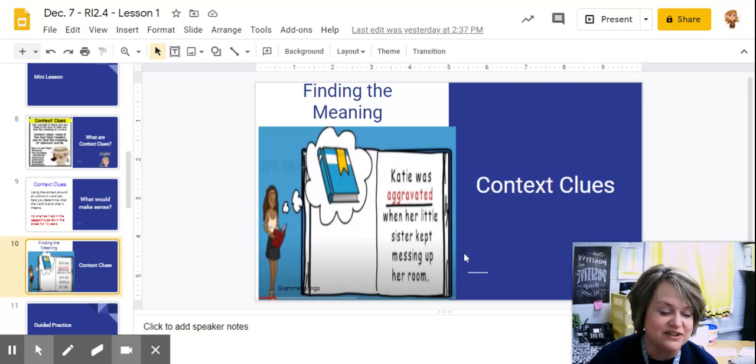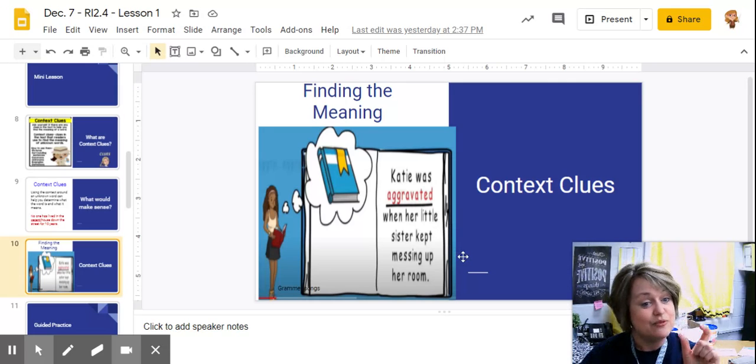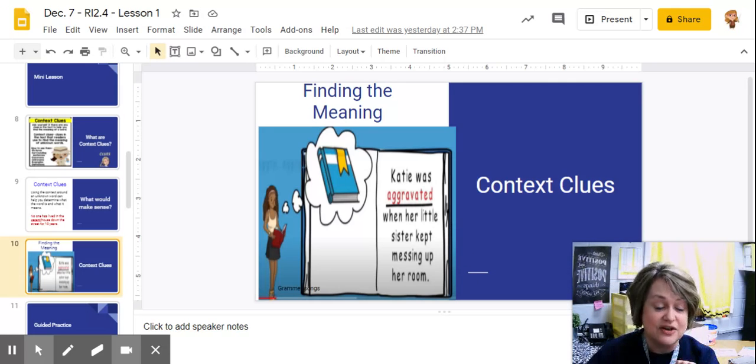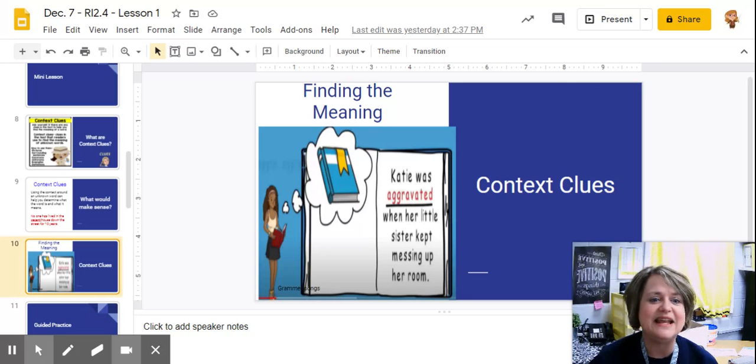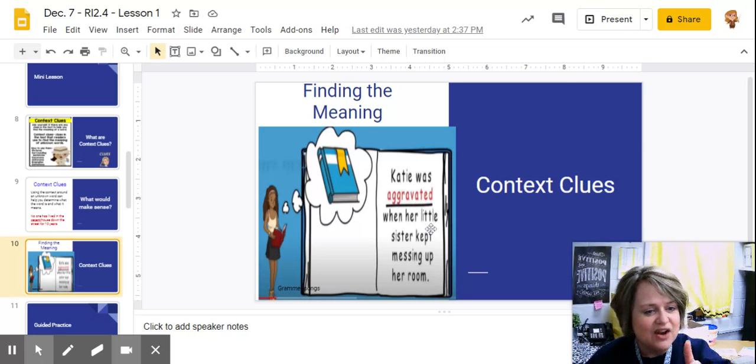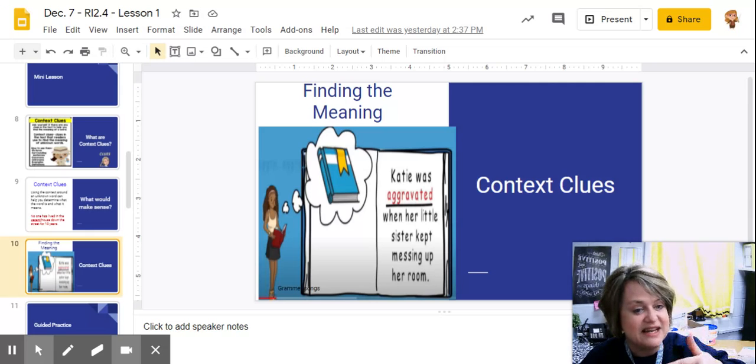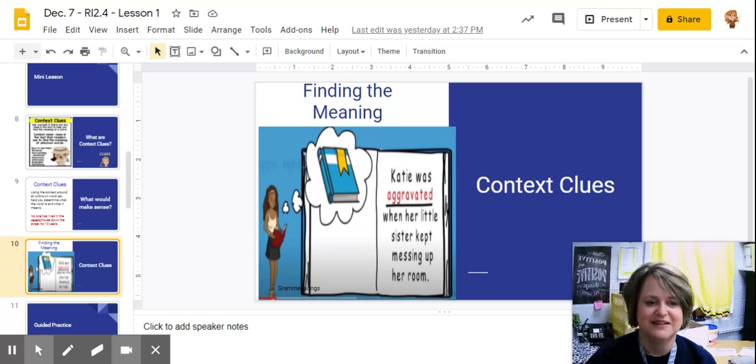We may have to read a little bit further to see really what it means, but I can already tell from looking at this, when her little sister kept messing up her room, adding my schema, that it means mad, bothered, upset. Any of those words would fit. And all of those words are synonyms. Remember, synonyms mean the same as. So I'm just picking synonyms for aggravated: upset, bothered, mad.